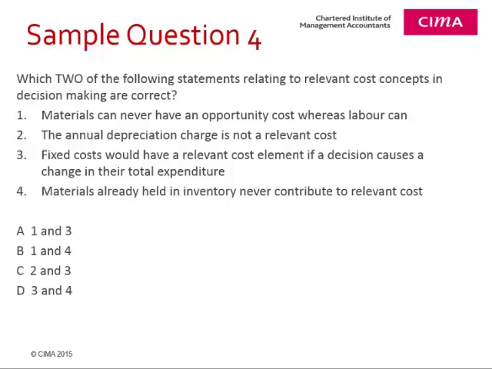Statement 3 effectively says this in the phrase, a change in their total expenditure. A candidate or a student who recognizes this will thus select choice C if they are confident about their understanding of the statement. If there's any doubt, or to provide reassurance, statement 4 can then be considered. In this case, if you're well prepared, you'll recognize that if materials already held in inventory can be sold, using them will have a relevant cost: the benefit foregone by using them rather than selling them. Thus statement 4 is incorrect and choice C is the correct answer.